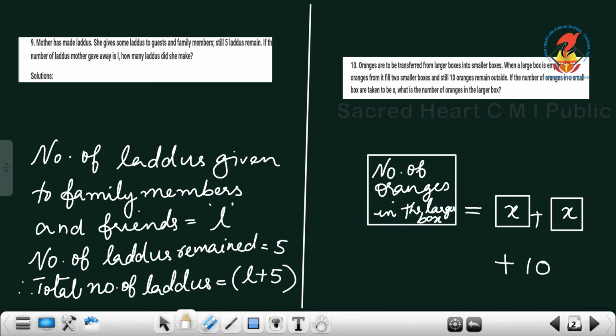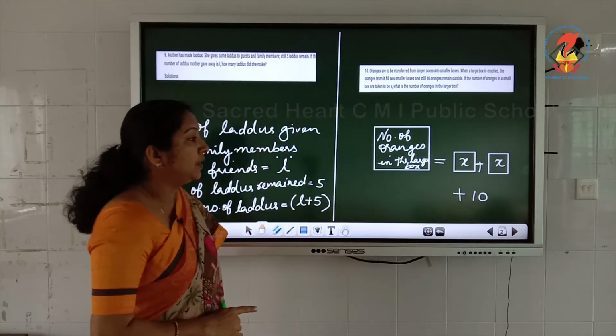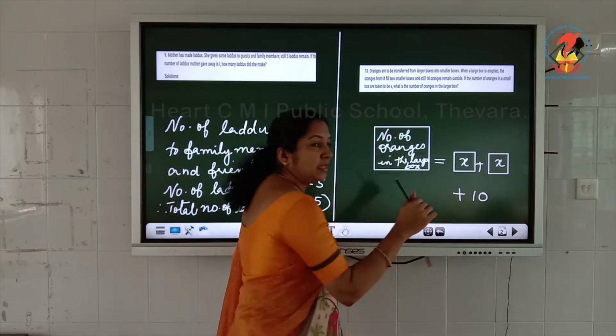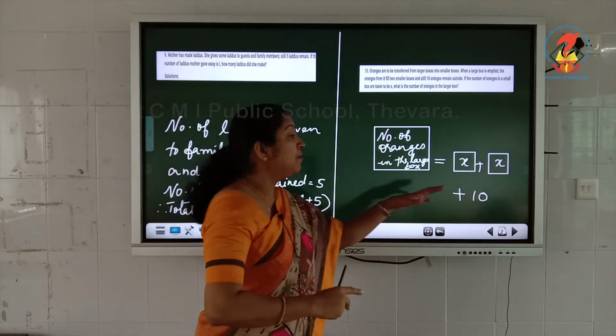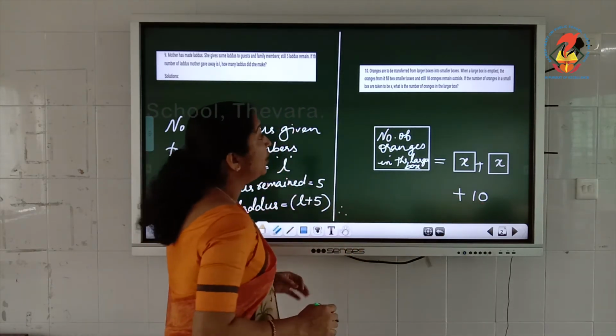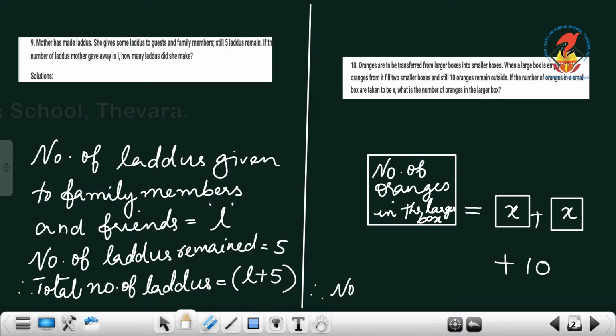Number of oranges in the larger box. So, number of oranges in the larger box is equal to number of oranges in the smaller boxes. That means 2 smaller boxes plus 10 oranges remain. Therefore, what you have to find? What is the number of oranges in the larger box? Therefore, number of oranges in the larger box is equal to X plus 10.